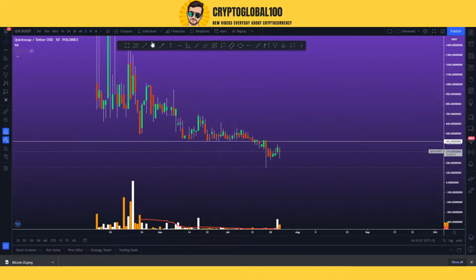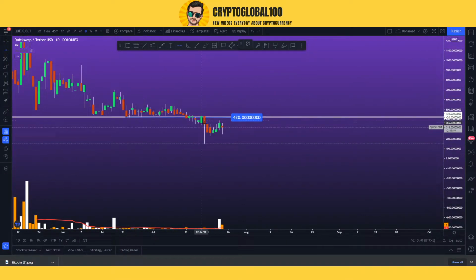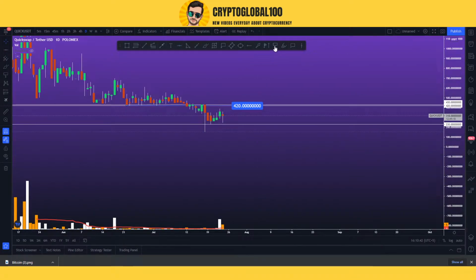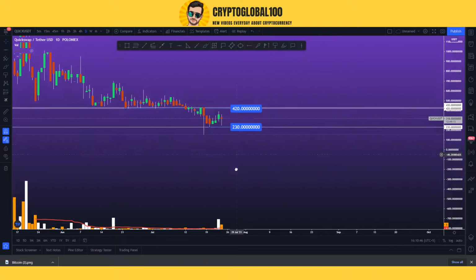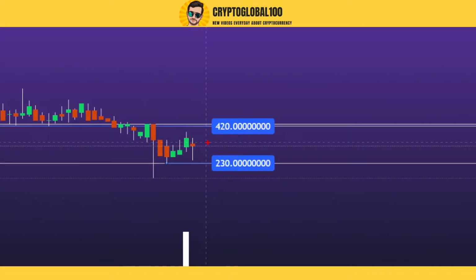Some people were asking me about the price areas, so I'm going to show you the price areas. Here we have this area to be the price. You can see this would be our support, resistance here. For now this would be our resistance area, and on the downside we have this as the support area. 230 is the support area. So according to this chart, we have this as the resistance and this as the support, although this is also an area here.